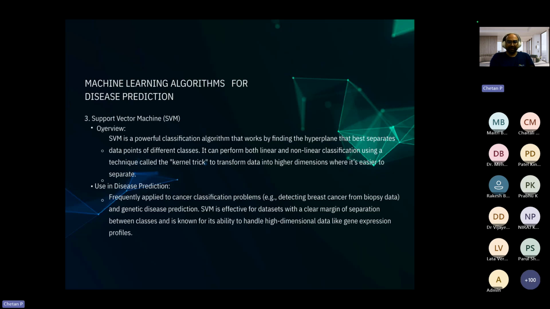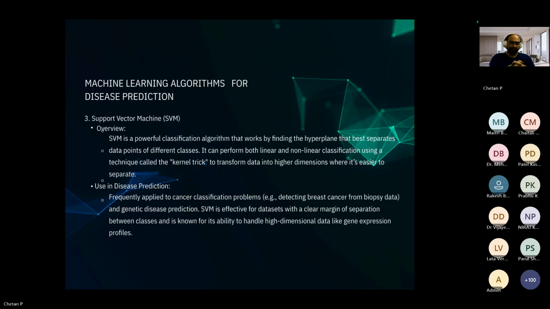Next one is the support vector machine. It is more on the mathematical side of algorithms, where it tries to identify the separation of two sets of classes, one non-diabetic and one diabetic. It is trying to identify the one perfect plane that divides these two sets of classes. It requires a good number of records and good computation power, because it is machine learning with a mathematical algorithm. So SVM is a classification algorithm that works by finding the hyperplane that best separates data points of different classes. It can perform both linear and nonlinear classification using a technique called the kernel trick. There are around 10 kernel tricks, and a kernel trick is basically a mathematical formula. If you change the kernel trick, your outcomes will change, because it transforms the data into higher dimensions where it is easier to separate.